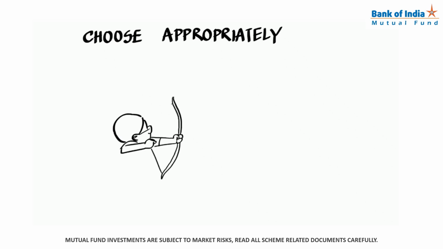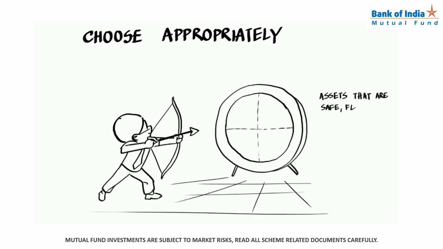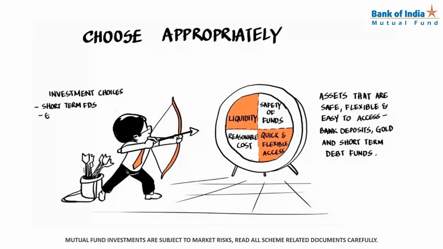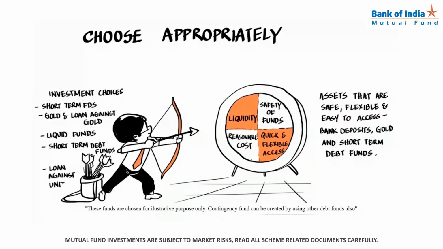The next step is to allocate assets to the contingency fund. A contingency fund should be readily accessible, safe and flexible. The ideal choice is liquid and short-term funds that earn a steady return with low volatility. These funds can be withdrawn whenever needed, and most funds pay the amount in 1 working day.